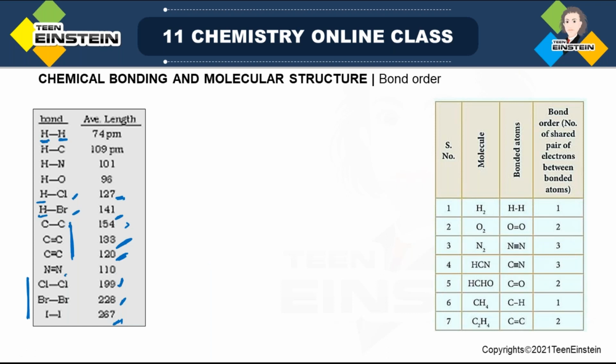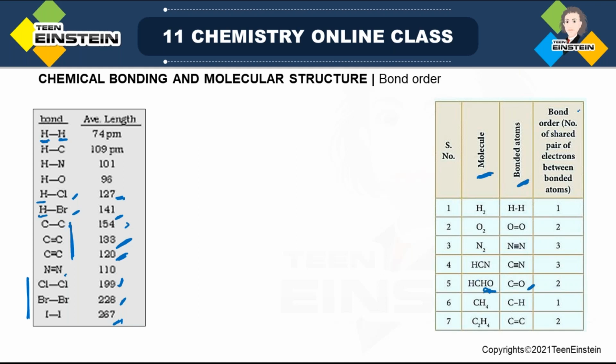Now come to this table. Here we have some molecules. These are the molecules. In the next column, which bond we are considering is mentioned. Because if you consider HCHO, formaldehyde, there is a carbon hydrogen bond, there is also a carbon oxygen bond, but we are just focusing on one bond. That is why which bond we are focusing on is mentioned in the next column.